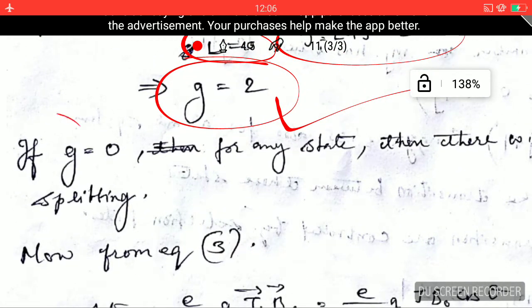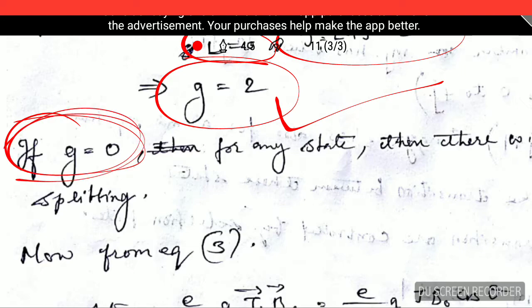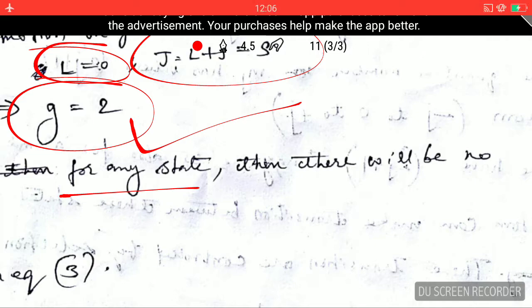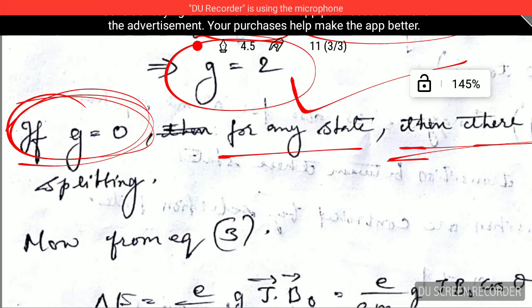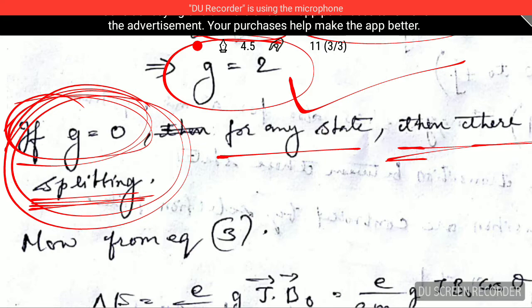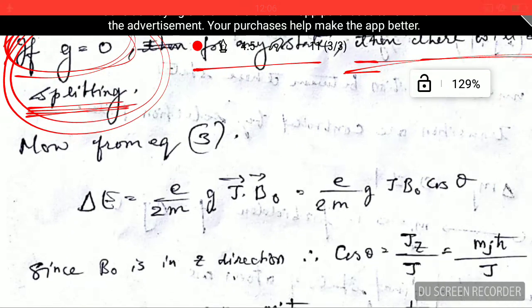Now what will happen if g equals 0? If g equals 0 for any state, then for that state there will be no splitting at all. After some time I'm going to explain how there will be no splitting if g equals 0. So right now don't worry about it.